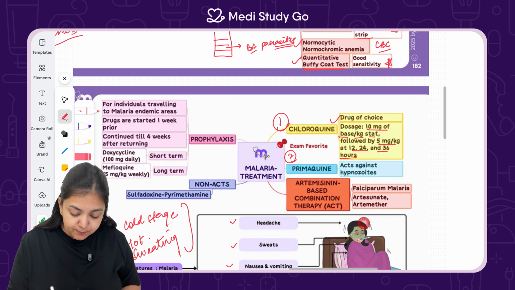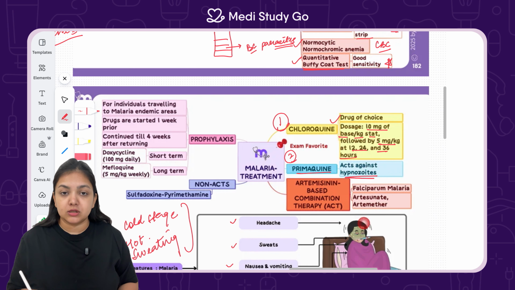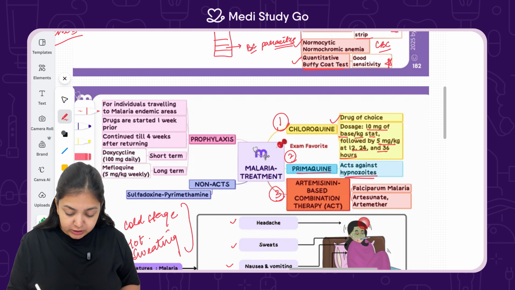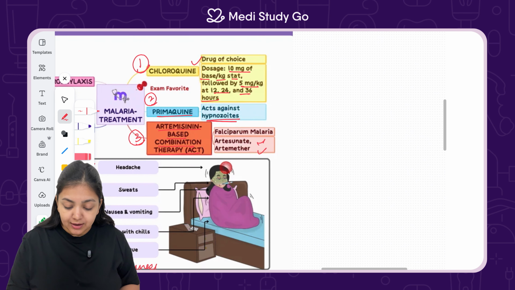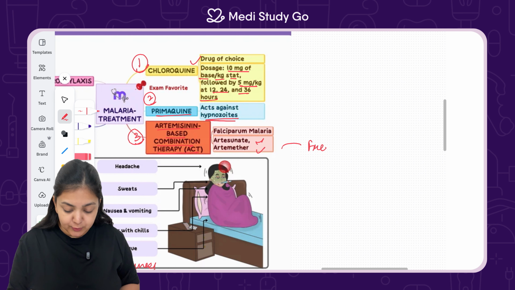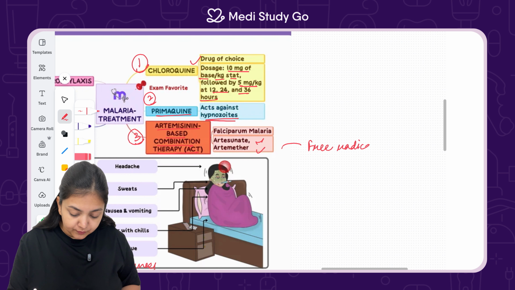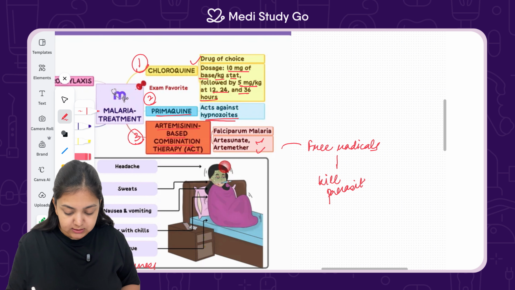Second drug which is used is Primaquine. It is acting against the hypnozoites which are present at a particular stage. Now the type, which is Plasmodium falciparum, is the most severe type and requires specific treatment. And that treatment is the usage of artemisinin based combination therapy, which is ACT therapy, wherein 2 drugs, that is artesunate or artemether, can be used. Now, why are they so specific and different? Because these produce free radicals which kill the parasites inside the RBCs itself.